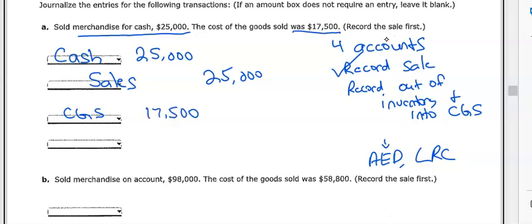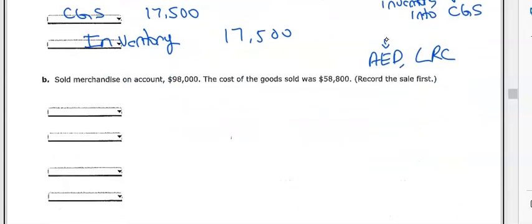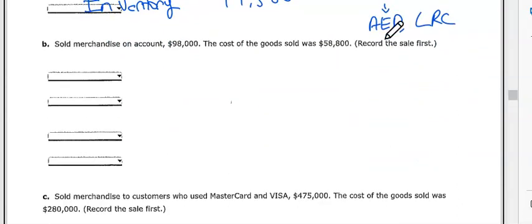And because our customer bought our inventory, it now needs to go down because they took it out of our store. We don't have it anymore, so we need to credit it to make it go down. So we credit inventory for $17,500. And that's how we record a cash sale. So the next one is the exact same, except for instead of getting cash, it was on account.